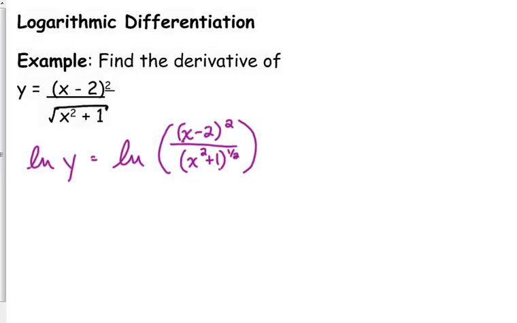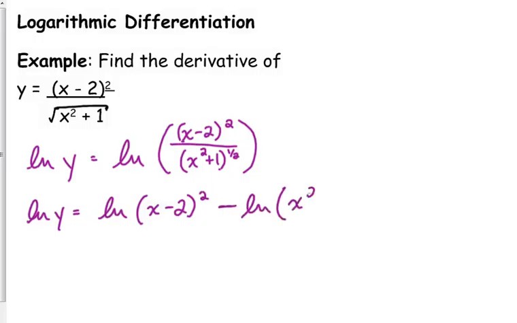The only thing I did was apply the natural log to both sides, and I wrote the square root as the 1/2 power. I'm throwing in a log. Now I'm going to use my properties of logarithms to split up that quotient. You can change a quotient to the difference of logs. So that's nice, no more quotient rule.